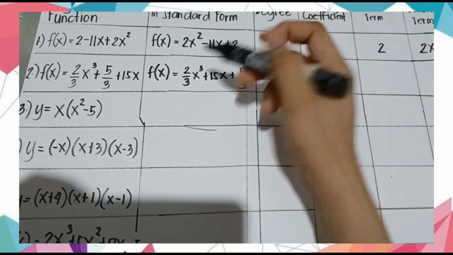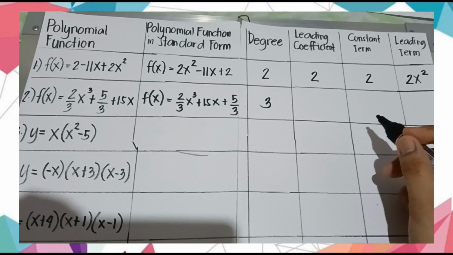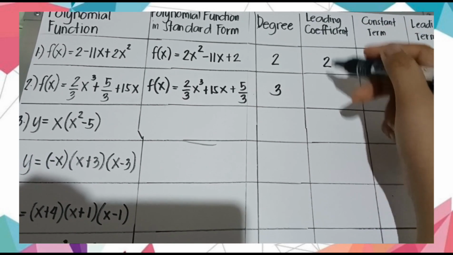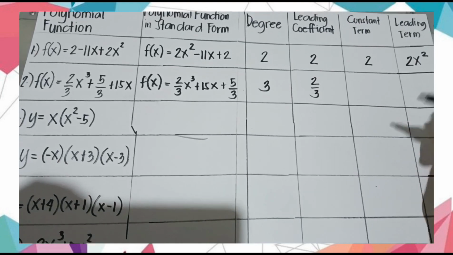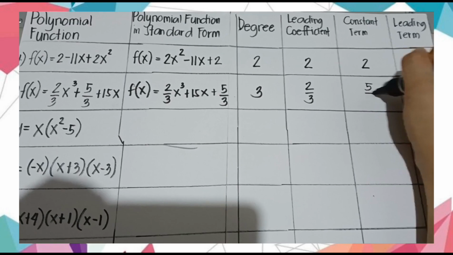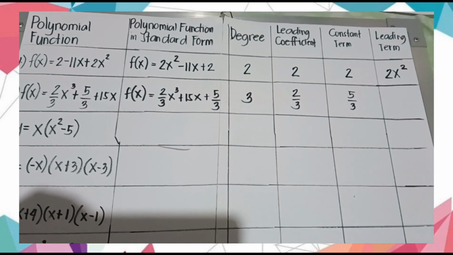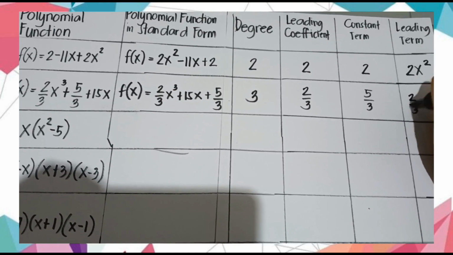The degree of this is equal to 3, which is the highest exponent. The leading coefficient is equal to 2/3. The constant term is equal to 5/3. And the leading term is equal to 2/3 x cubed.